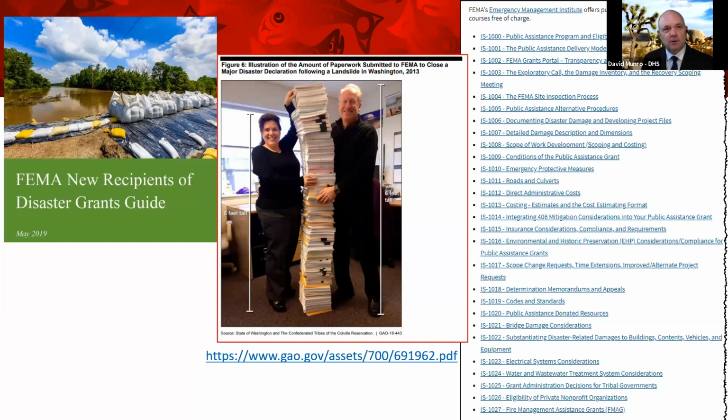And then in the middle, as you look at what it takes to close out a major disaster declaration, this is in a GAO report. I provided the link down there, and you can just search for major disaster declaration process. And I don't think anybody really prints out all of that stuff anymore.